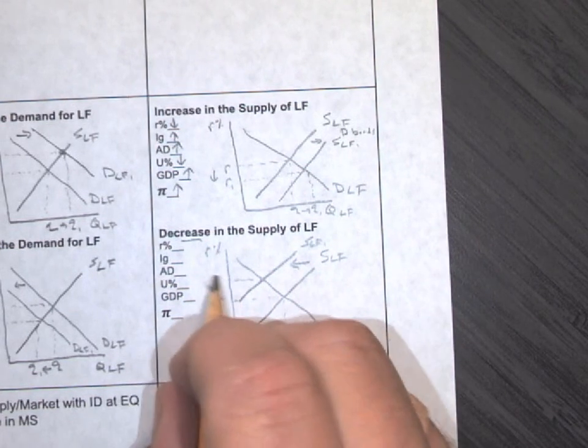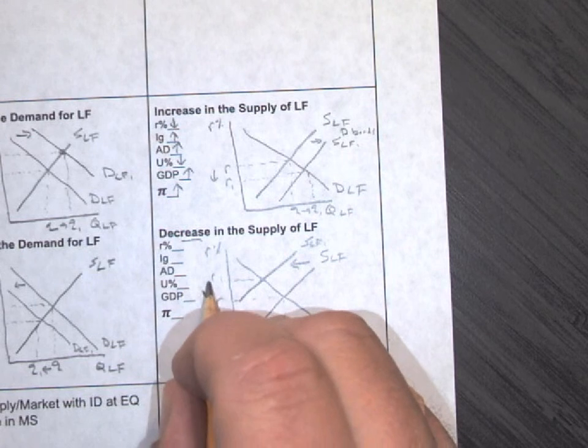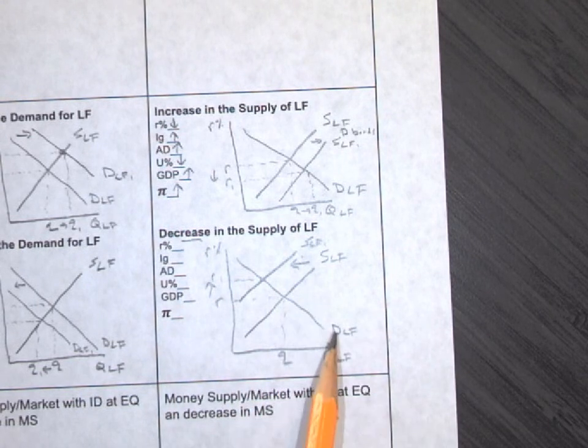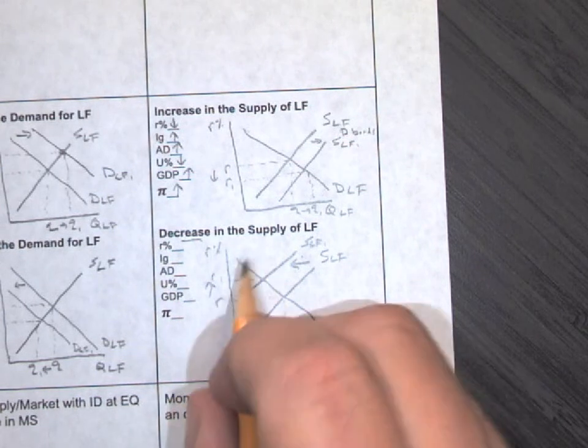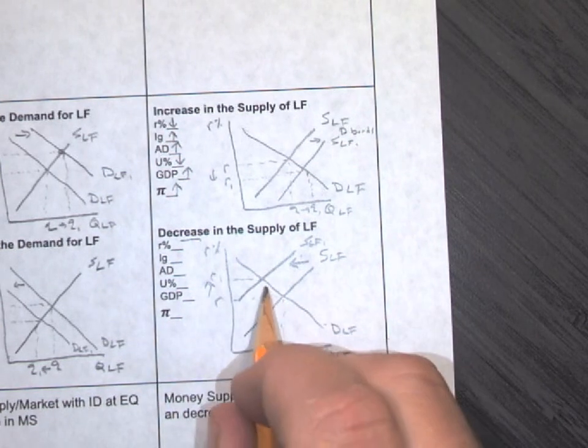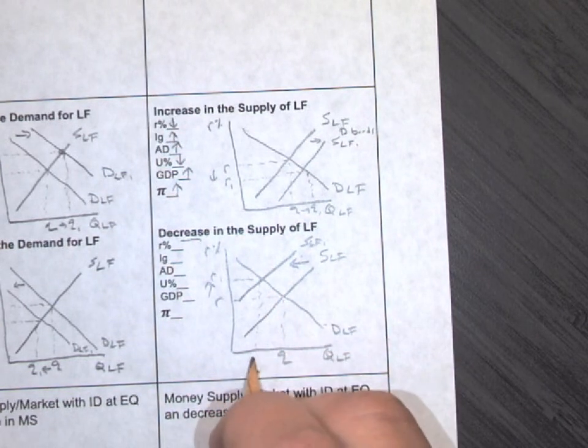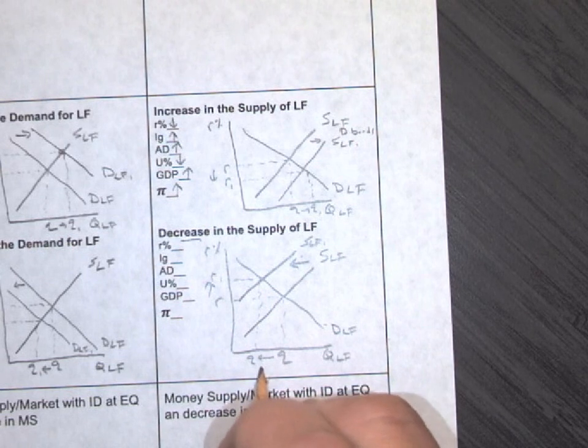Now all of a sudden, there's less supply and the same amount of demand. That's something scarce, so the price goes up. Remember, interest rates are a price, they're the cost of borrowing. So the quantity of loanable funds will shift to the left.